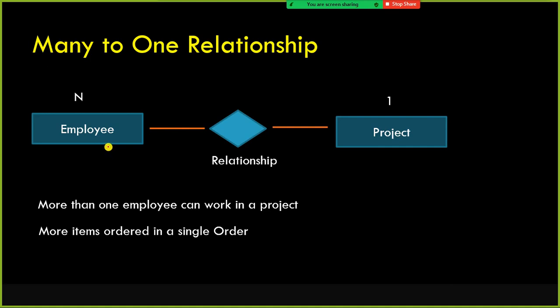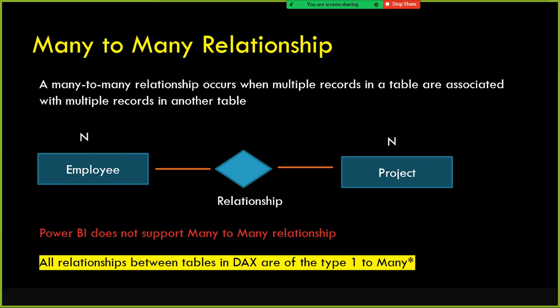Next one is the many-to-one relationship. Multiple employees can work on a single project. More items are ordered in a single order. These are the examples for a many-to-one relationship. Can someone give me another example for a many-to-one relationship? Any examples?